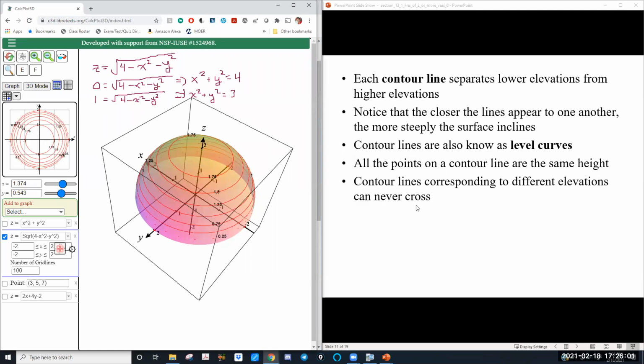Contour lines corresponding to different elevations can never cross. Let's think about why that is. If they crossed, then we would have two heights at the same input, and we would not have a function, because every input, every ordered pair from the XY plane, has to have a unique output. So contour lines corresponding to different elevations cannot cross. And we looked at our contour plot for our function here. Again, contour plot, level curve, I really do use those interchangeably.